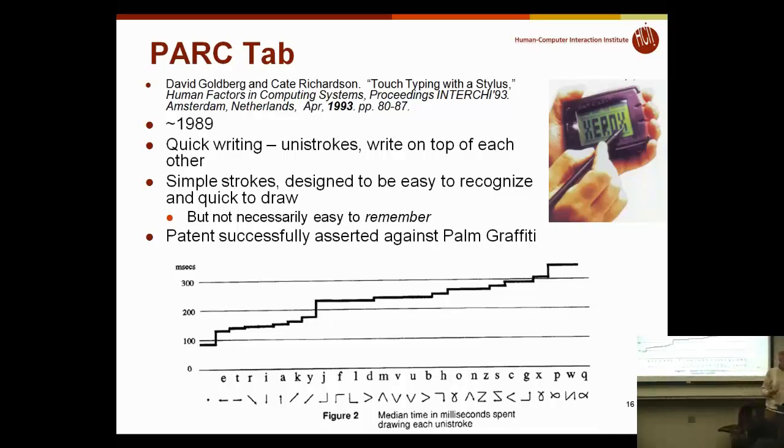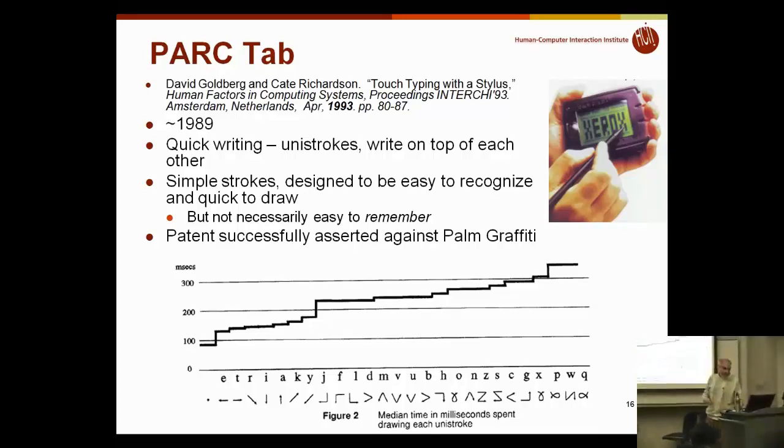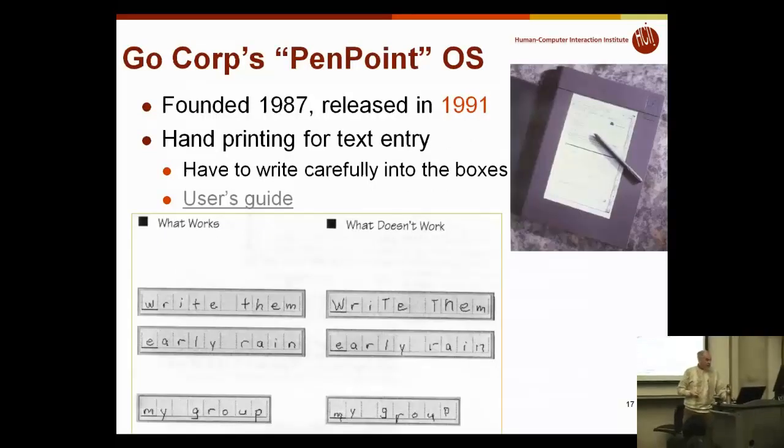Xerox got a patent on this technique, single stroke called unistrokes, because everything is one stroke, unistroke text entry on top of each other, and they successfully asserted that against Palm's graffiti, which we'll come across later.